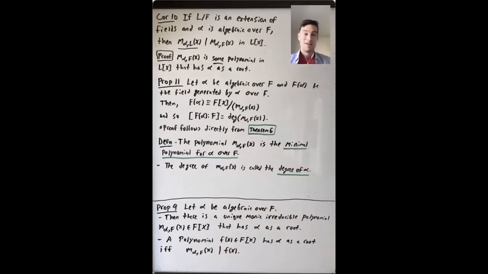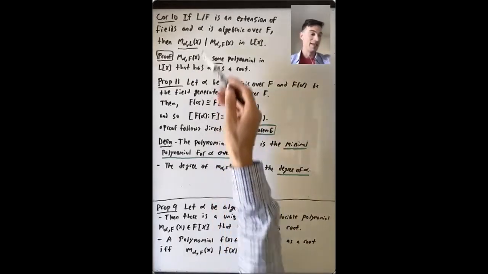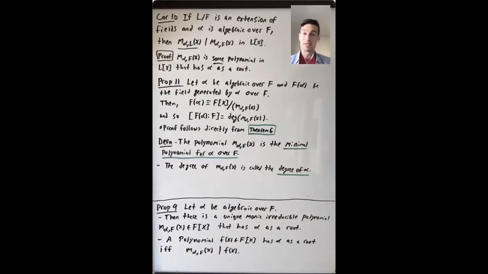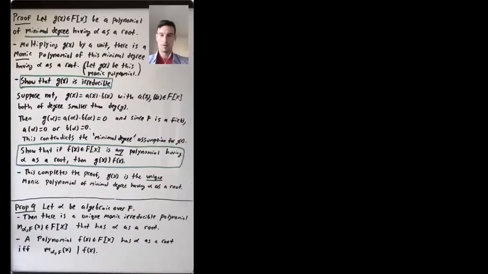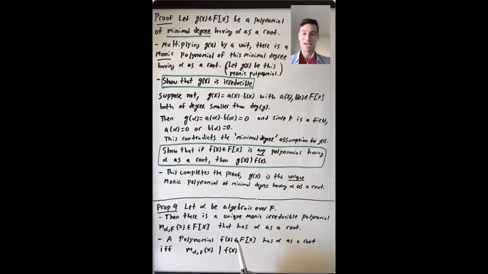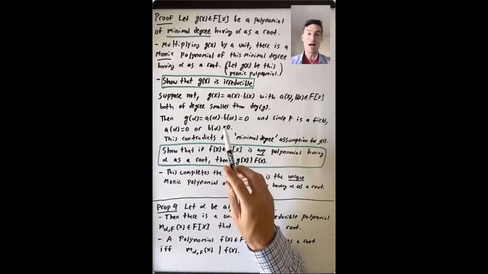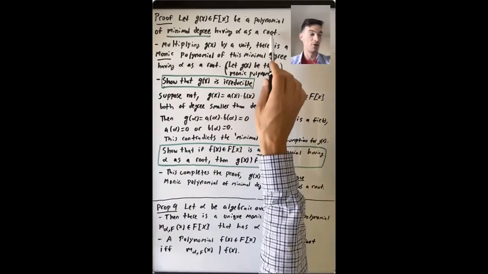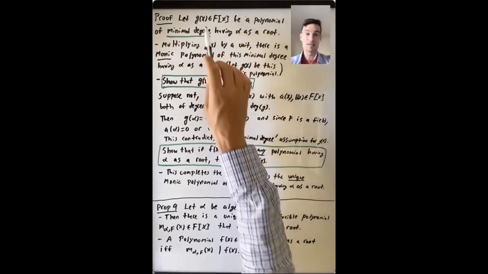Okay, so if we prove proposition 9, then we'll immediately prove this corollary and this other proposition. So I'm going to pause and erase, and then we'll do the proof of proposition 9. Let's prove proposition 9. We want to show that there's a unique monic irreducible polynomial that has alpha as a root. And the idea is to take a polynomial of minimal degree in F bracket x having alpha as a root. So that's going to be g of x.